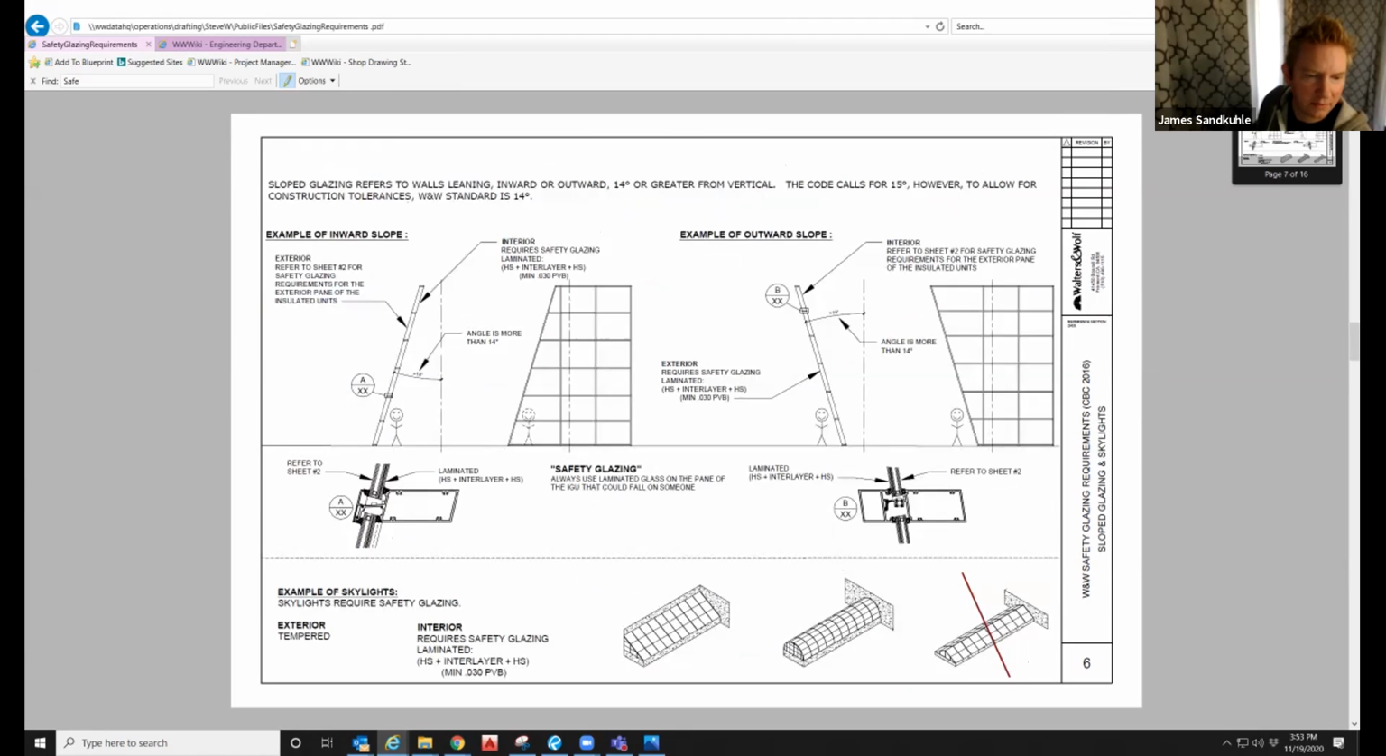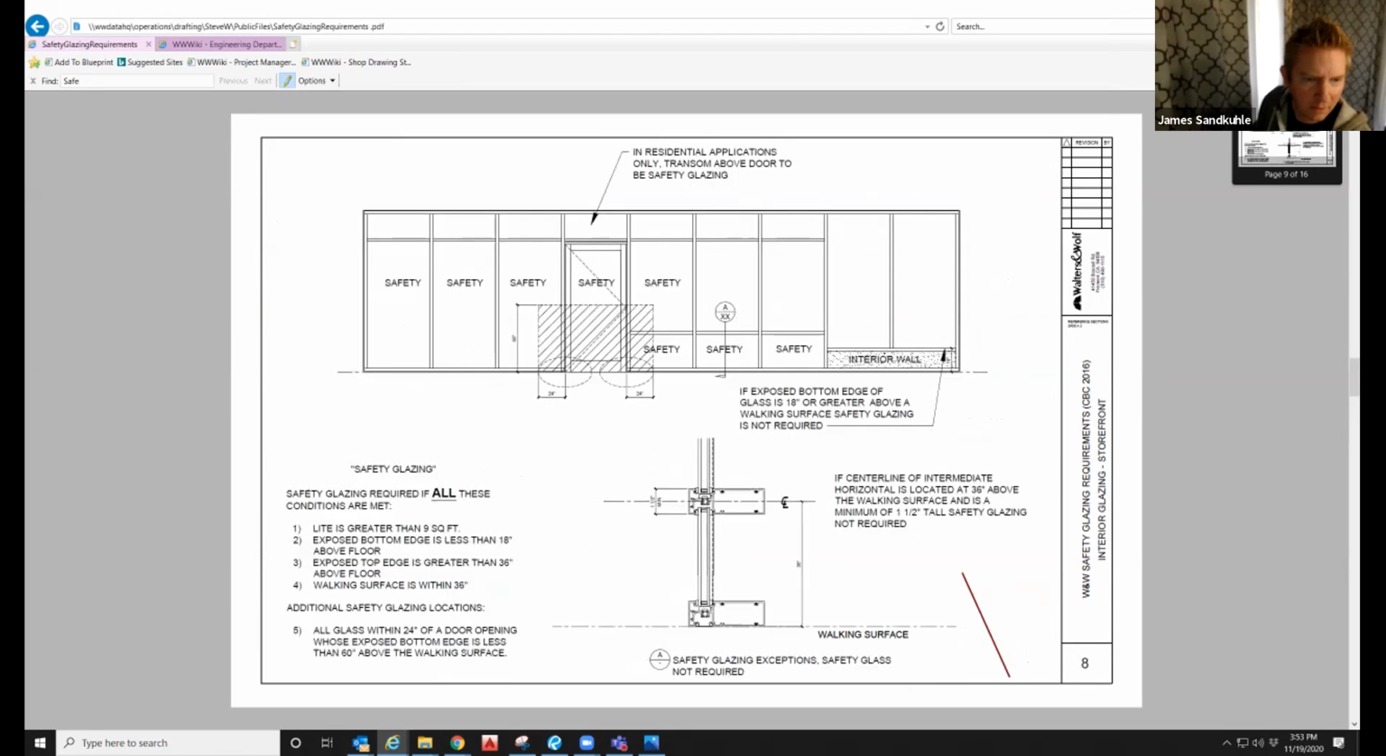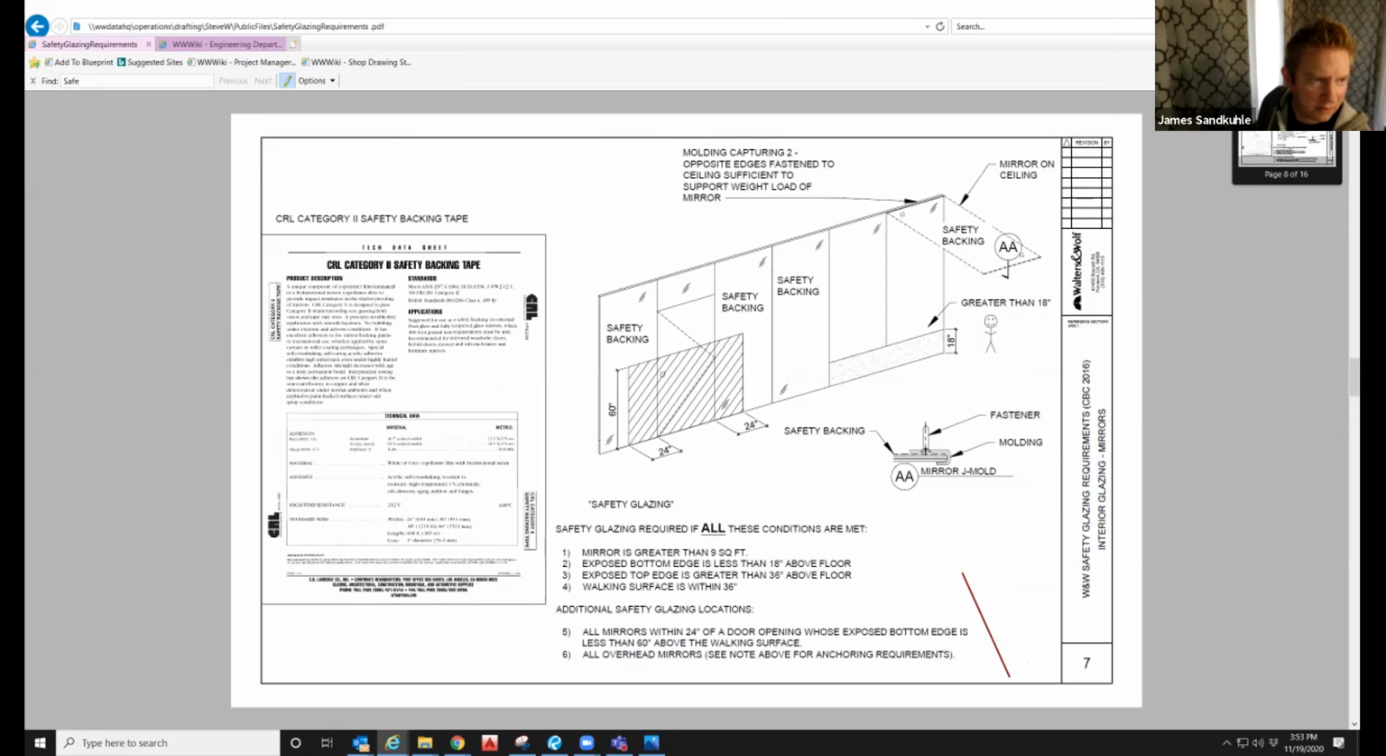Slope glass, we didn't talk about this, but code says any angle that's 15 degrees must be laminated, but Walters and Wolf standard is 14. So you can kind of go through and read this. And then let's see, what are these? This is interior glazing, such as mirrors, very similar to the glass.